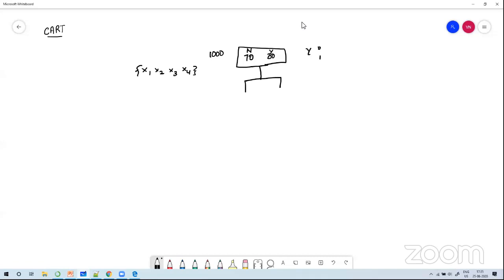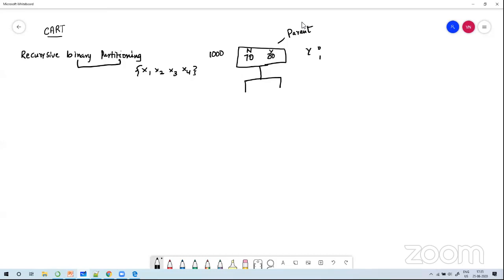Most tree algorithms work on the principle of recursive binary partitioning. So this is the principle behind decision trees. Of course, some trees work beyond binary partitioning, but most tree-based algorithms work with binary partitioning. This one here is called the parent node.